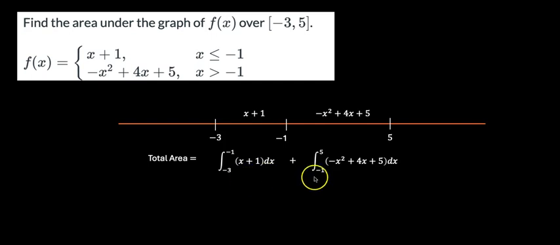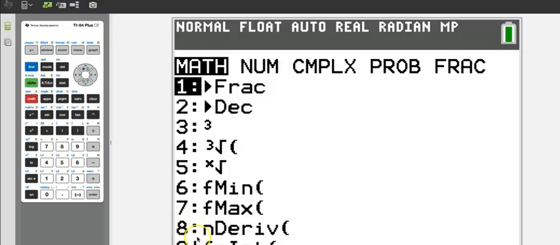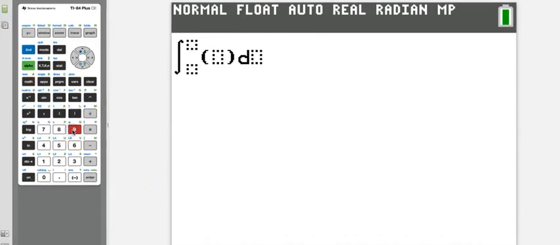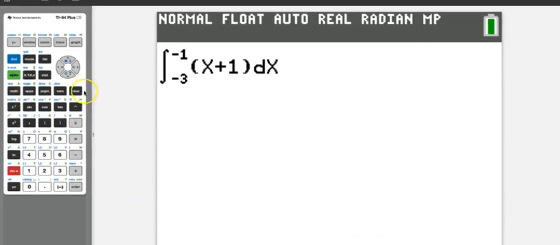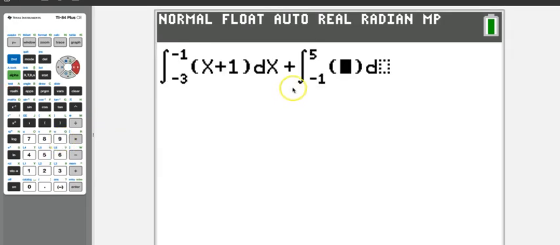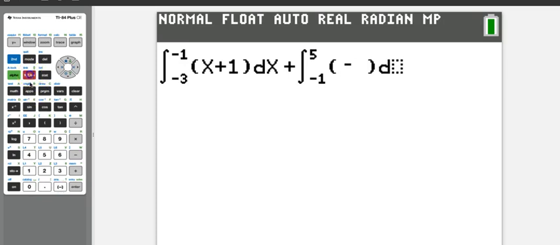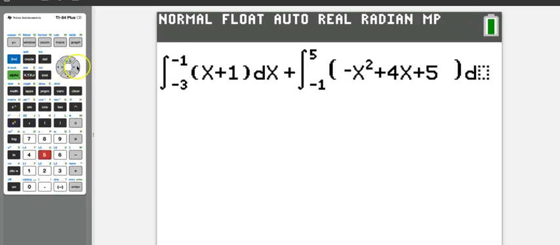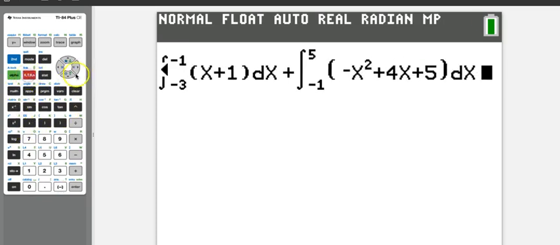Now let's find these definite integrals. We can use the TI-84 to do that for us. I can use the integral button, option 9. The first integral is -3 to -1 of x plus 1. Then I do plus the second integral, which is -1 to 5 of negative x squared plus 4x plus 5, and then I do dx.